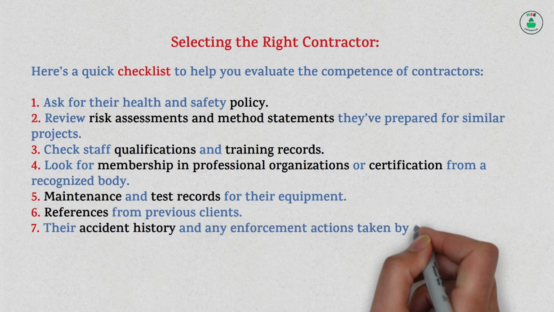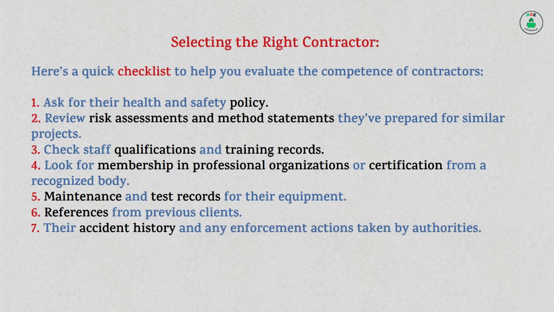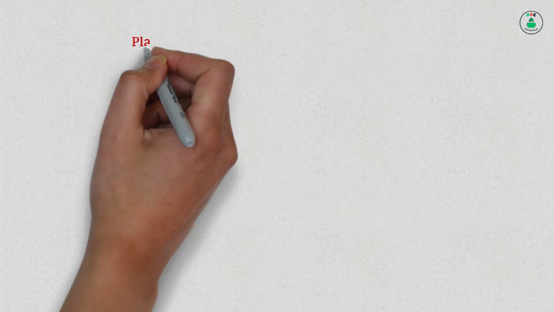6. References from previous clients. 7. Their accident history and any enforcement actions taken by authorities. By gathering this information, you're ensuring that your contractor not only gets the job done but does it safely.